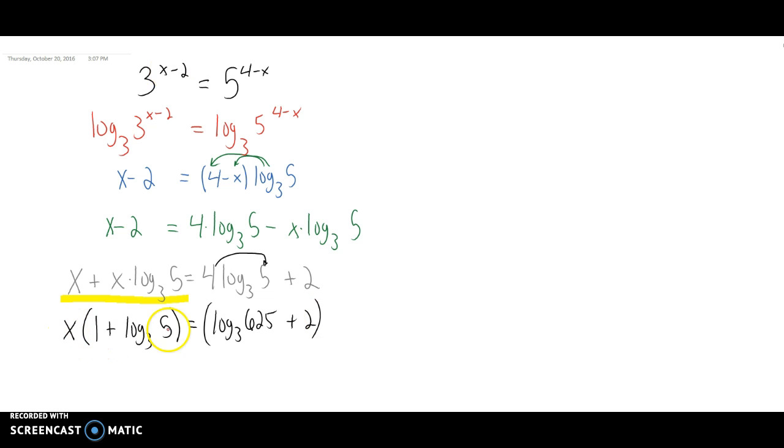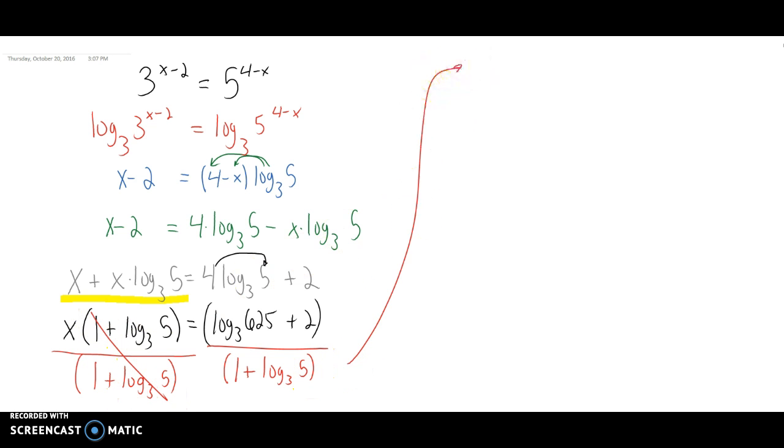The next step, since x is multiplied by this number, if I think about that from an algebra standpoint, and I want to get x by itself, I'm going to divide both sides by this. So on the left side, we'll divide by 1 plus log base 3 of 5. And on the right side, we'll also divide by 1 plus log base 3 of 5. Those cancel out on the left, so we're left with x equals log base 3 of 625 plus 2. That's our numerator from down here. And it's over 1 plus log base 3 of 5.